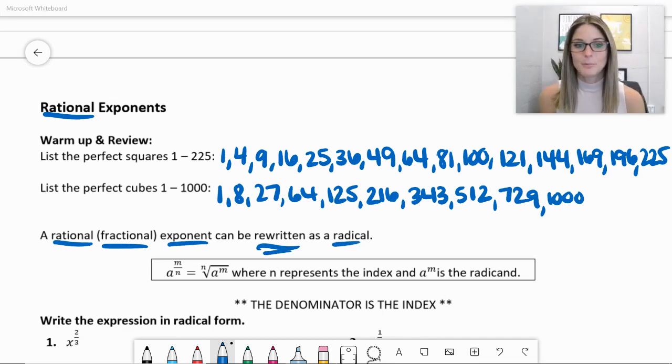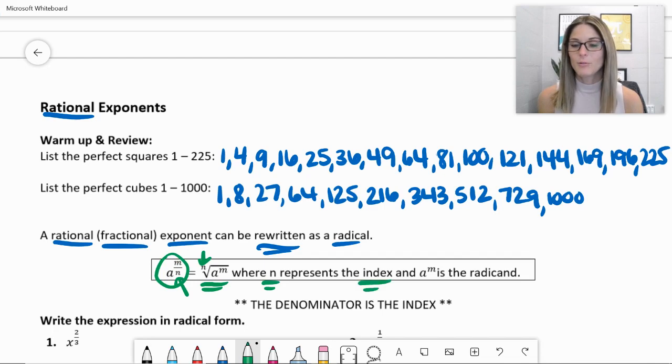So I have an example here. If you have a to the m over n, if m over n is a fraction and it's your exponent, you can rewrite it as a radical. And notice that n becomes the index. N will represent the index.